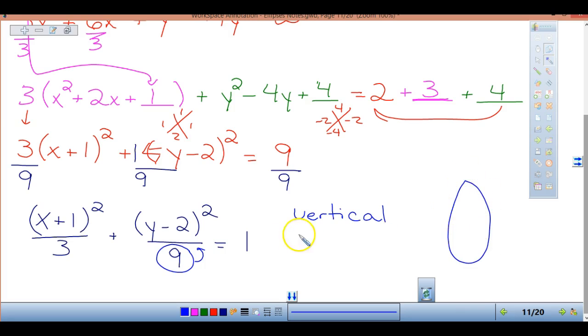Okay, my center, remember it's always opposite of what you see. You're thinking, what number do I put in that top part to get 0? Because that's what I want. So I'm going to get negative 1 and 2. Because the 1 goes with the x, the 2 goes with the y. My a is going to equal 3. That's the square root of 9. That's larger than 3. My b is actually going to equal the square root of 3, which we're not graphing, so that's fine. It can stay the square root of 3.